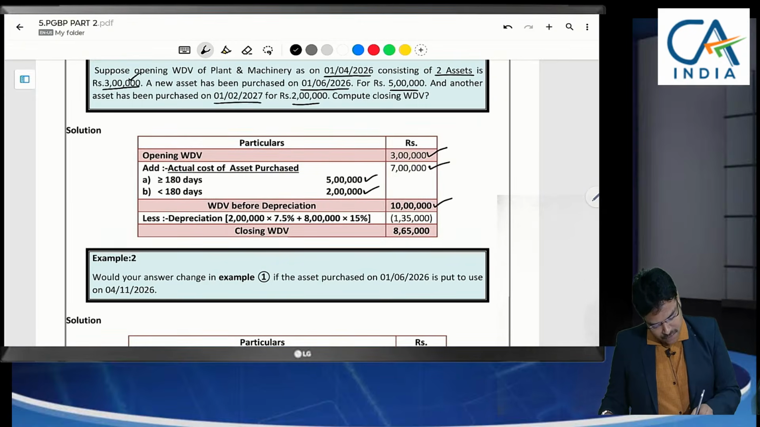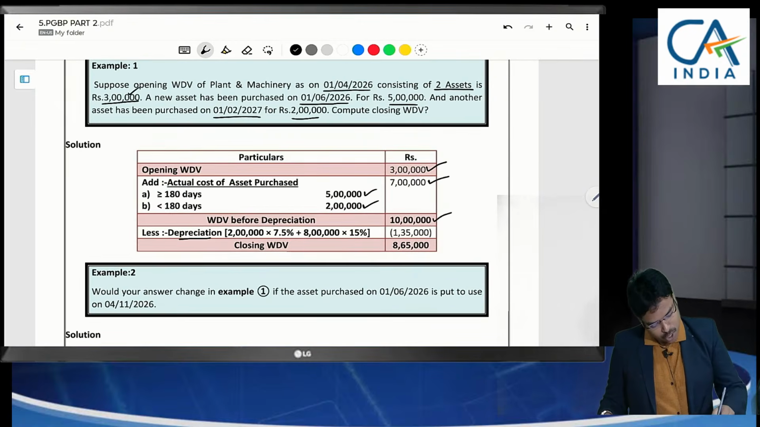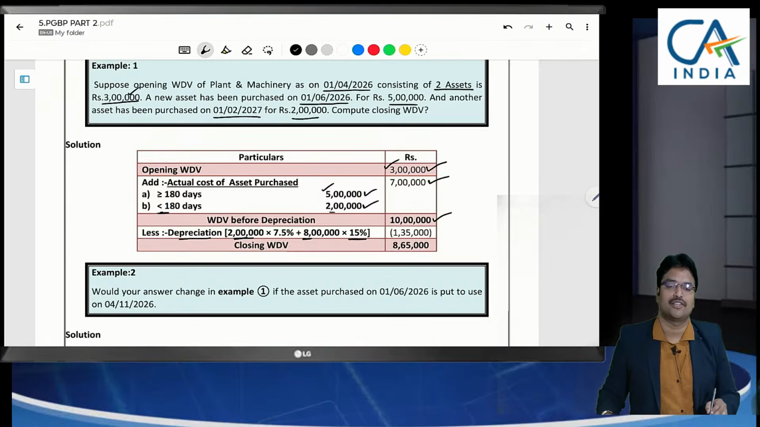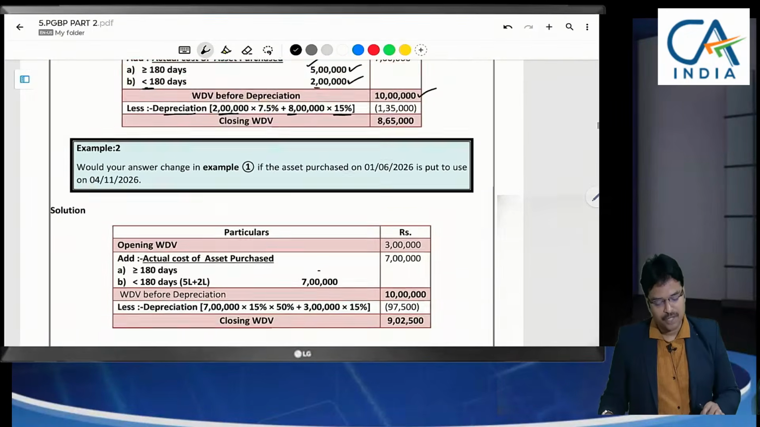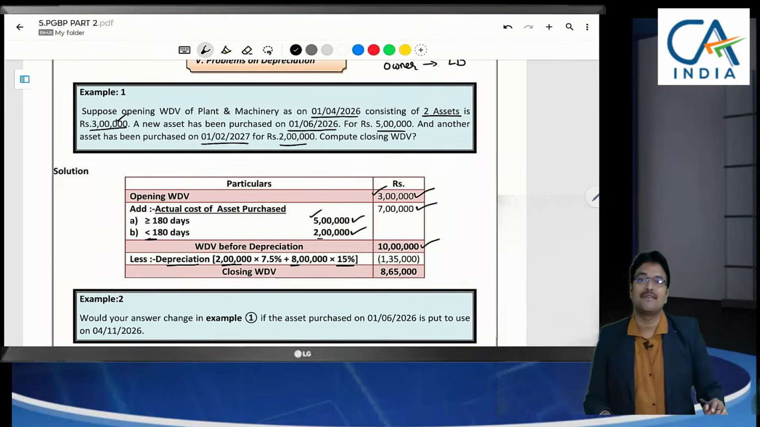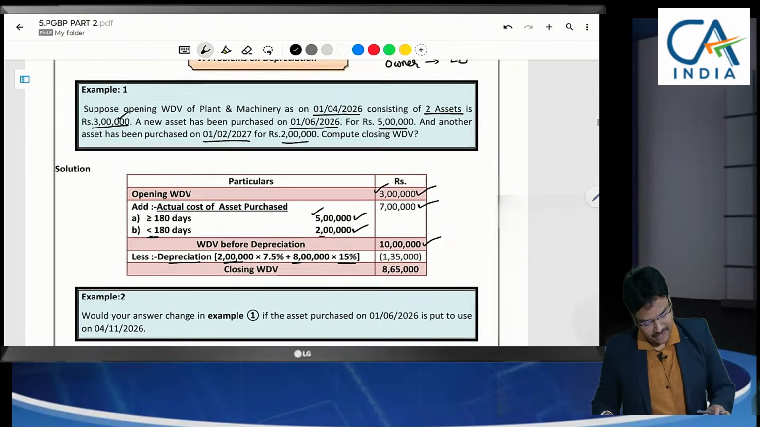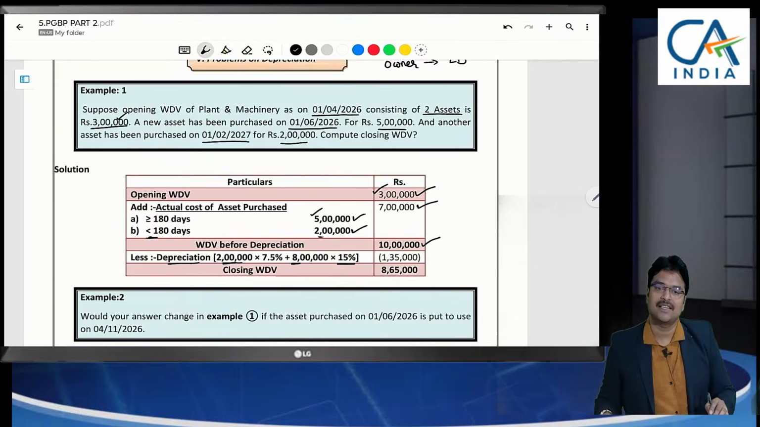And to this now we are reducing depreciation. On this opening 3 lakhs plus 5 lakhs, on 8 lakhs we can claim full depreciation at 15%, and for what was put to use less than 180 days we can claim only half depreciation. So this is just a mere basic example. Now let me continue. Everything continues with this example 1 only. For everything, example 1 is the base. Now here point to point we will add one by one.